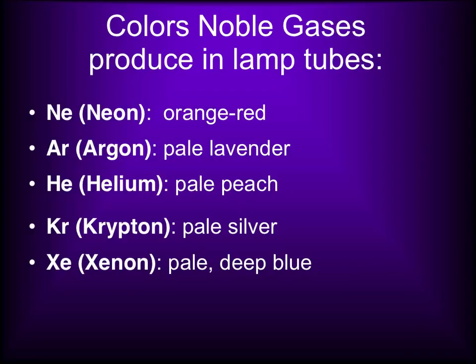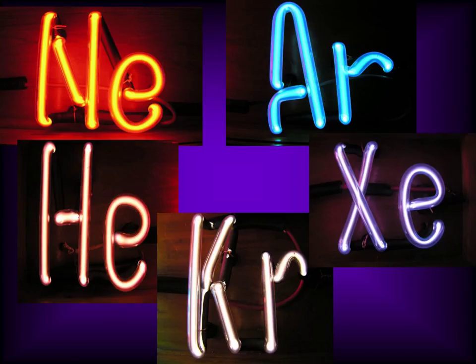One of the characteristics of noble gases is the colors that they produce when they're in a lamp. So there's the colors. You don't necessarily have to write this down, but I thought it would just be interesting. And here are those colors in real life. You've got your famous good old neon signs, but also different colors for the other different gases.